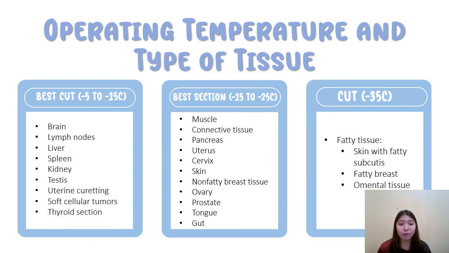The next group is best sectioned at a temperature of -15 to -25 degrees Celsius, which are the muscle, connective tissue, pancreas, uterus, cervix, skin without fat, non-fatty breast tissue, ovary, prostate, tongue, and gut. And the last group is at a temperature of -35 degrees Celsius, which is the fatty tissue. These are the skin with fatty subcutis, fatty breast, and the omental tissue.